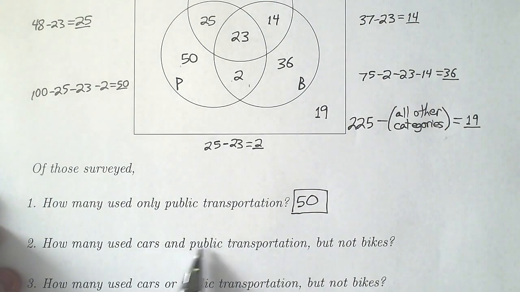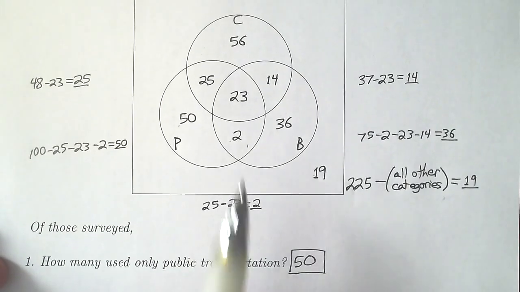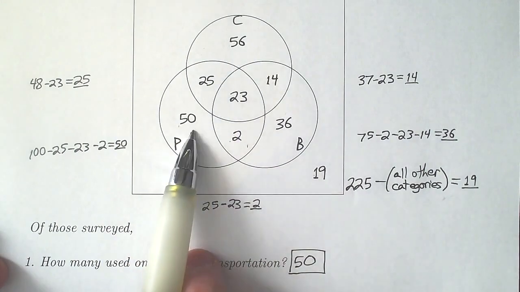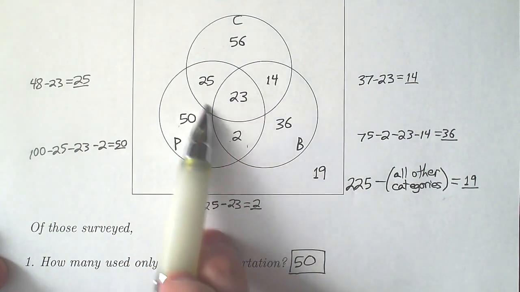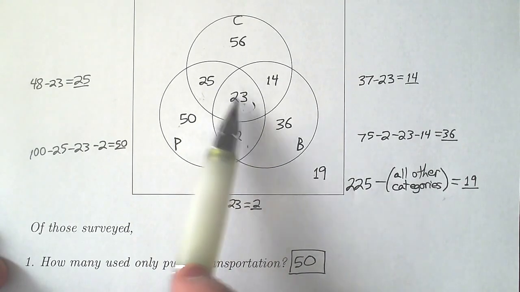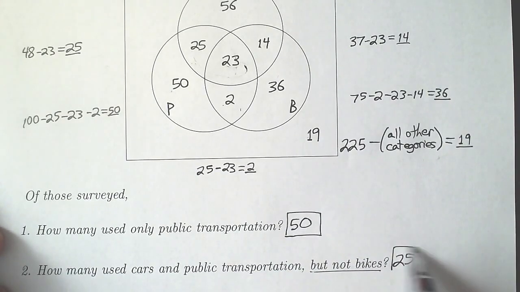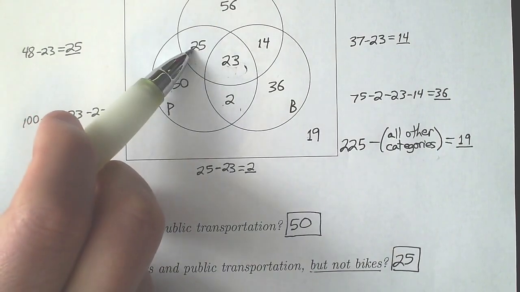How many used cars and public transportation but not bikes? Well, we do have to be a little careful. I want cars and public transportation, the intersection or overlap between cars and public transportation, but not bikes. So I don't want this 23. I just want this 25. I'll point to it here. This 25.